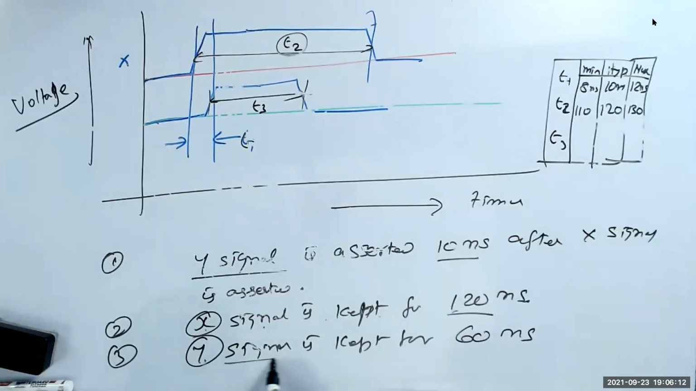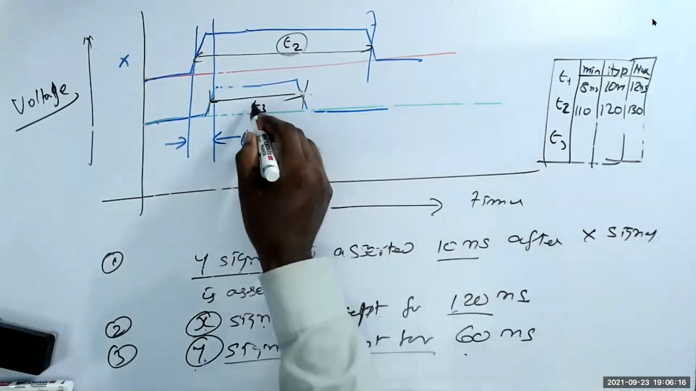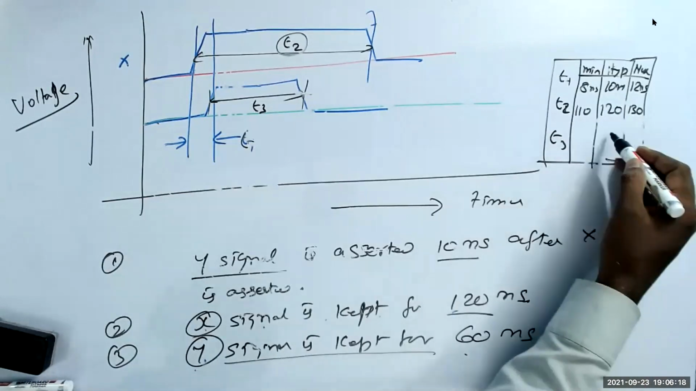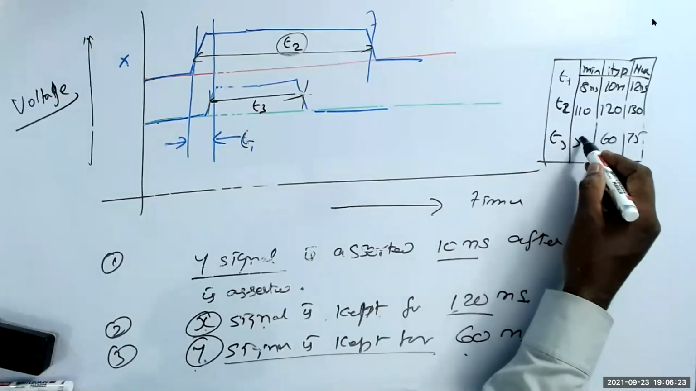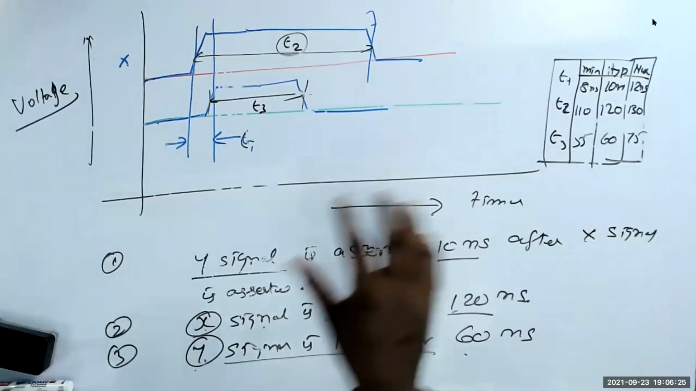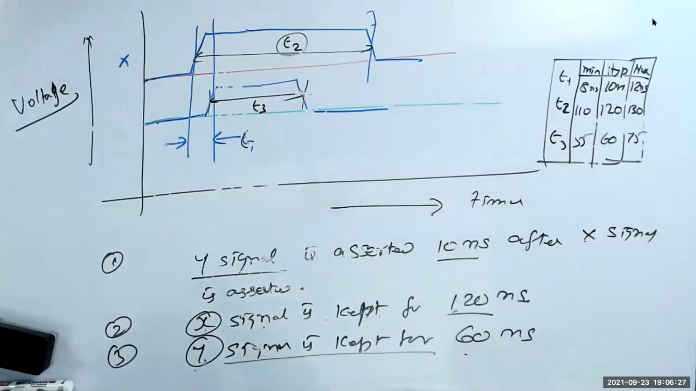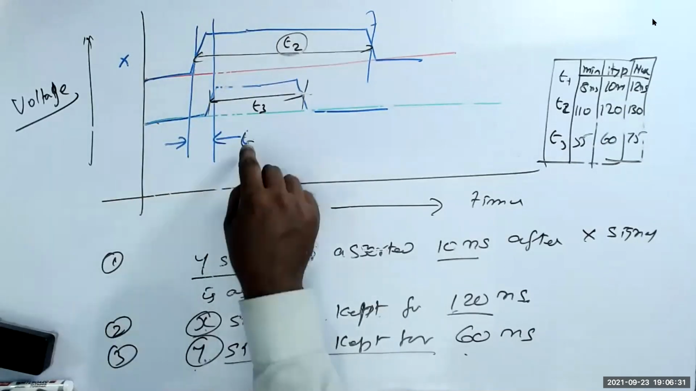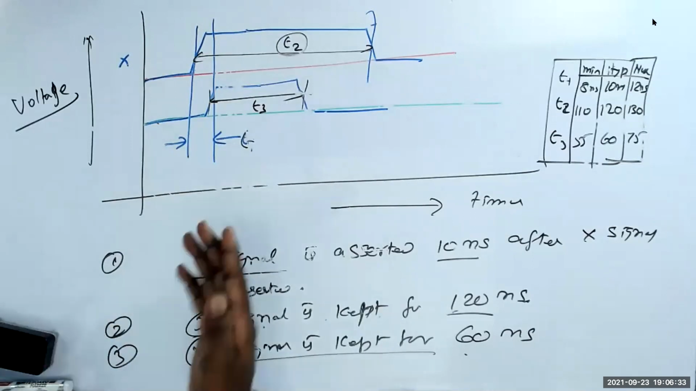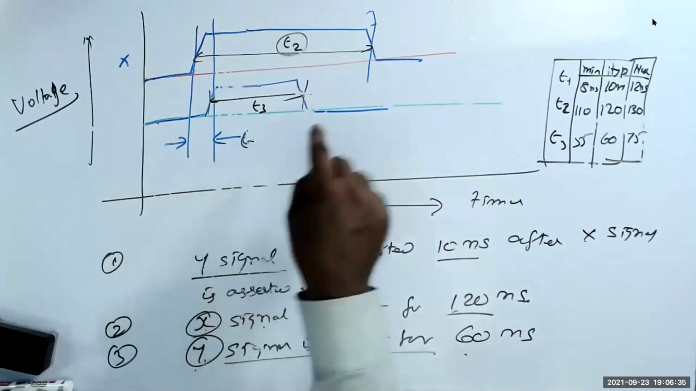Then the Y signal is kept for 60 nanoseconds. That is T3, which is 60, the maximum could be 75, and the minimum could be 55. This is what you will see: every timing diagram is drawn like this. They will put T1, T2, T3, and everything. The names will change, and the data will be put in the table.